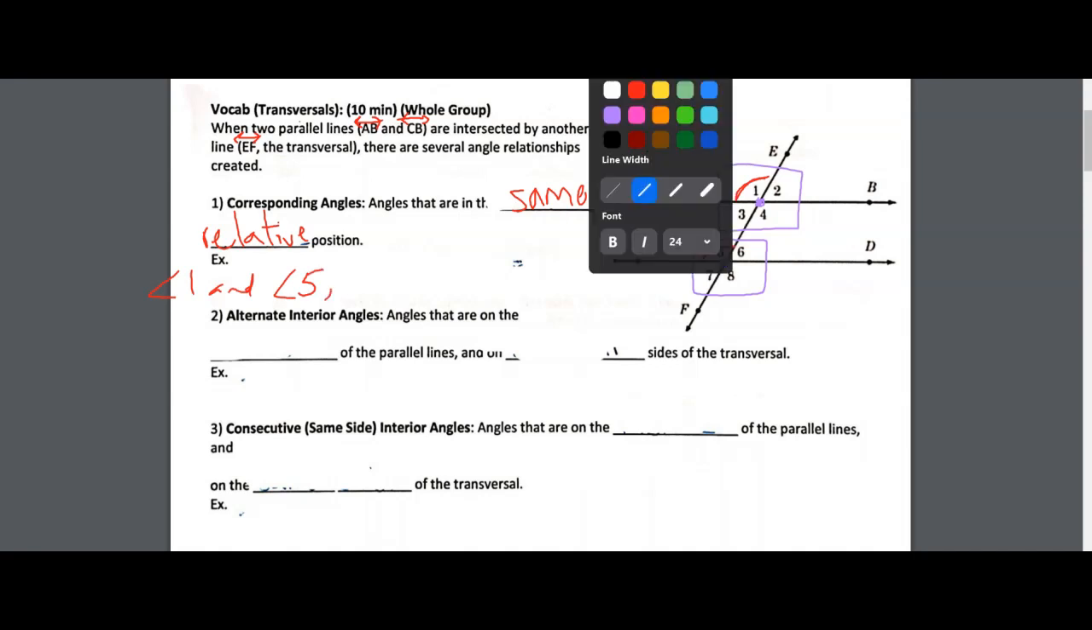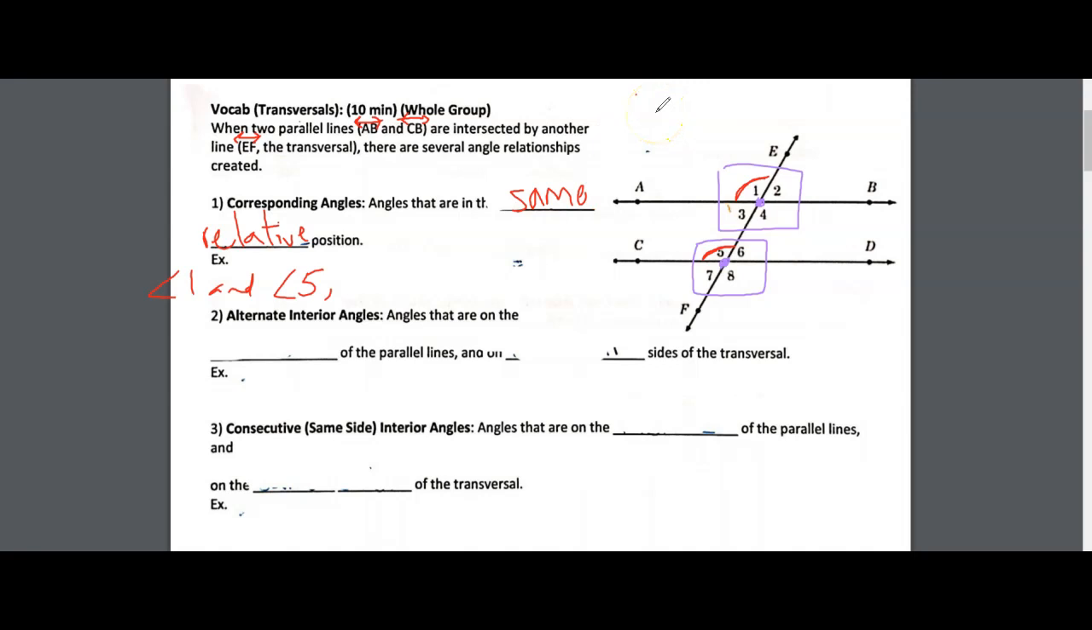And there are, of course, some other examples here. If I look at angle 3, the angle that's in the same relative position down below is angle 7. So we could also say angle 3 and angle 7. And then, of course, there's angle 2 and angle 6, and angle 4 and angle 8. We're just not going to write down every possible example. But corresponding angles, angles that are in the same relative position.